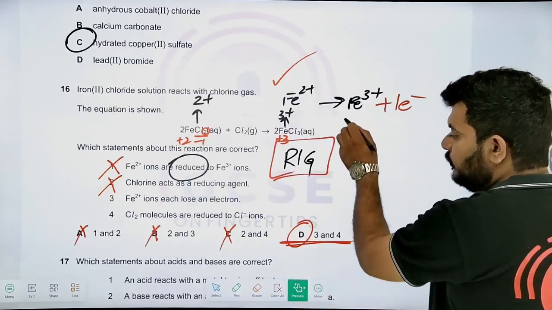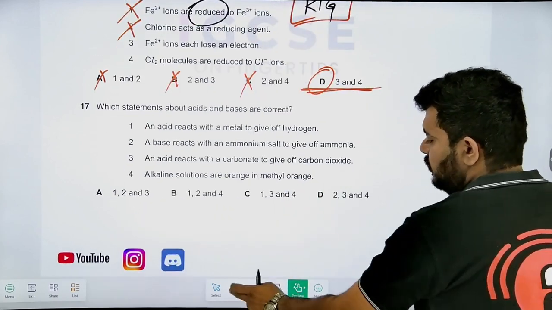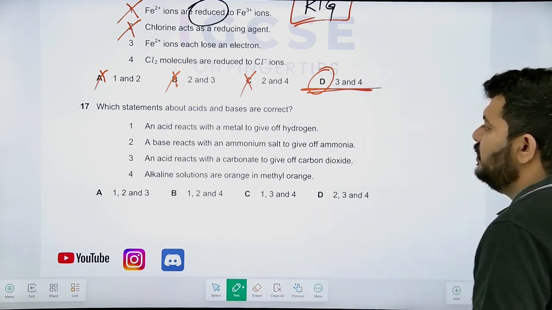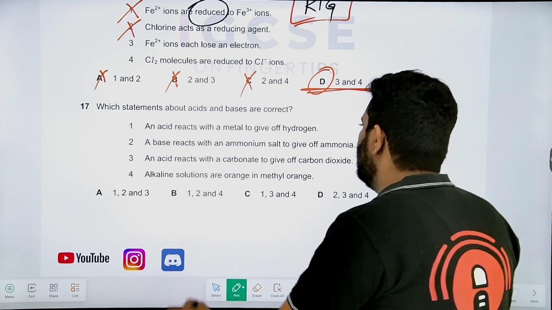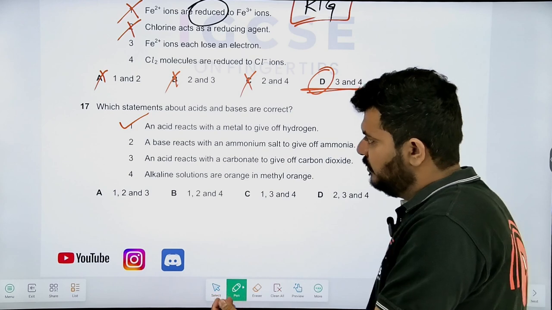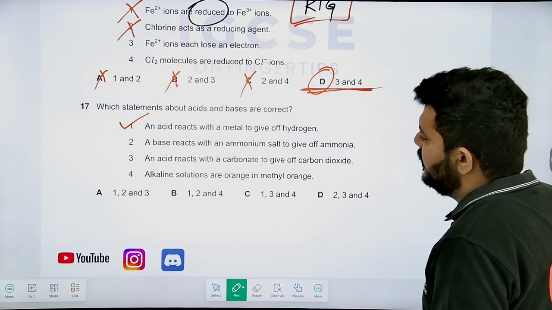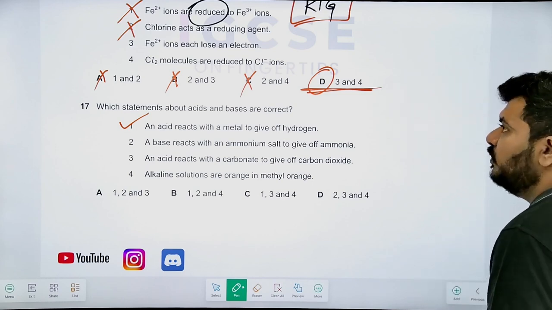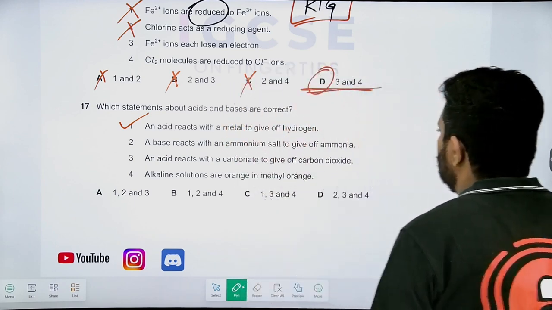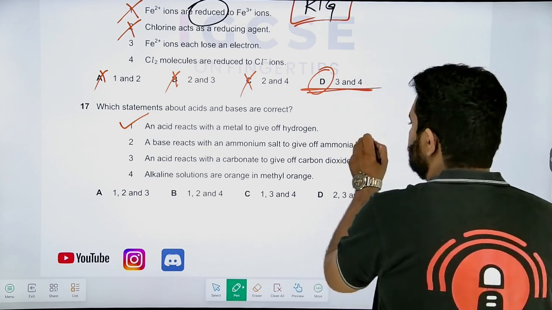Then we have, which statements about acids and bases are correct? An acid reacts with a metal to give off hydrogen, right? It does. This is a characteristic reaction. For that, the metal has to be more reactive than hydrogen. A base reacts with ammonium salt to give off ammonia. Okay, so we have ammonium chloride, let's say, and sodium hydroxide will give ammonia, water, and sodium chloride. Okay, I think this is also correct.